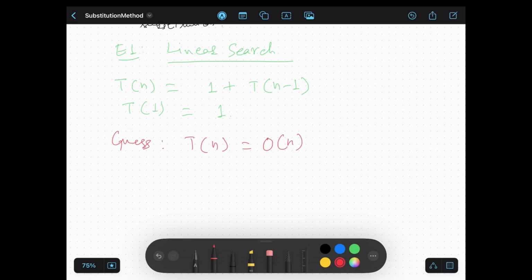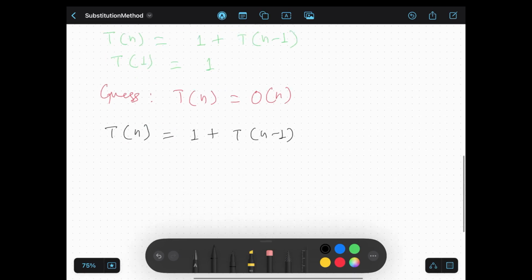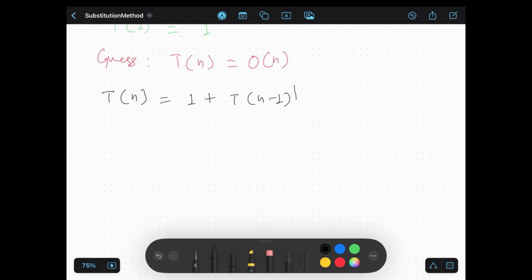Now we start with our recurrence. T(n) is equal to 1 plus T(n minus 1). We also see that the problem is reduced by 1 at every step.